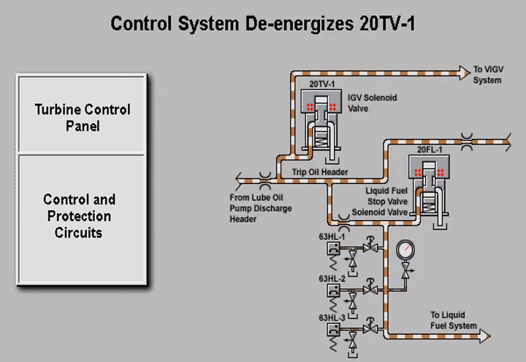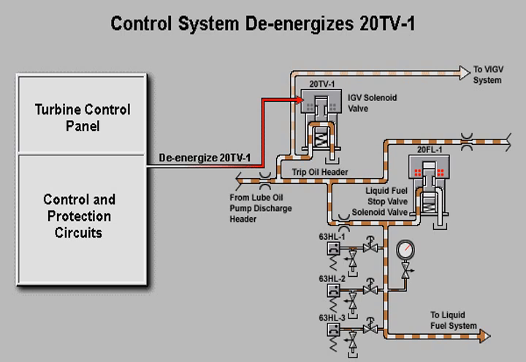The flame detectors then signal the control system that there is a loss of flame. Once it is alerted to the loss of flame, the control system de-energizes 20TV-1 and trip oil is dumped to drain. This causes the dump valve in the VIGV system to move to the dump position, and hydraulic oil bypasses the IGV servo valve and ensures that the variable inlet guide vanes remain closed.